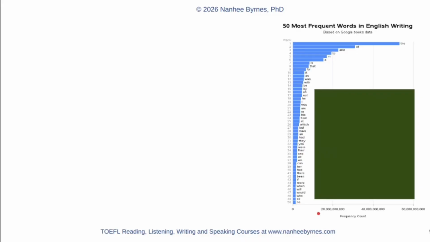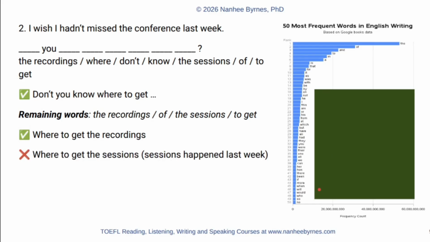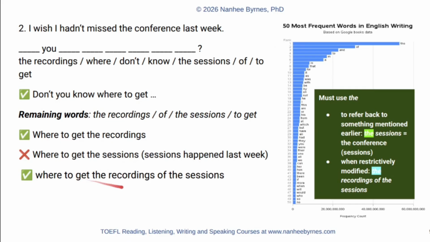The recordings, of the sessions, to get. "Where to get" works perfectly. Get what? "The recordings" makes sense, but getting "the sessions" does not. So we have "where to get the recordings of the sessions." Now we add "of the sessions," which works well. "The sessions" refers back to the conference.